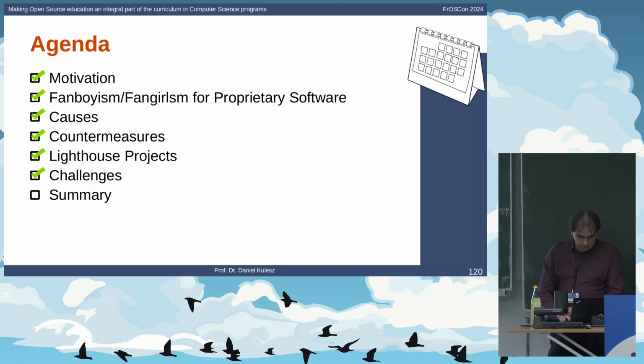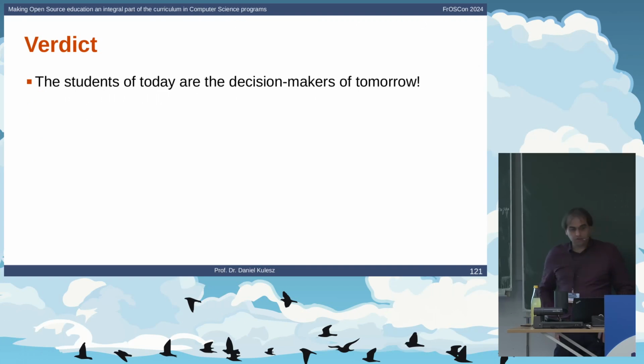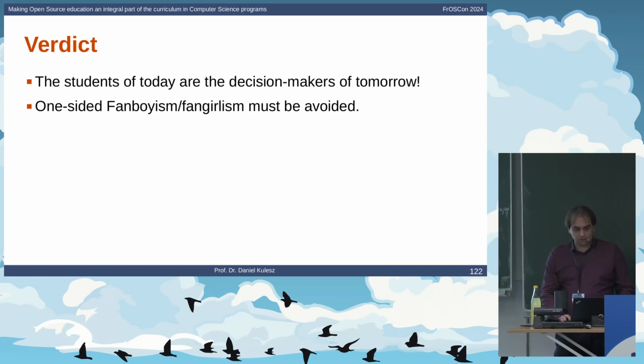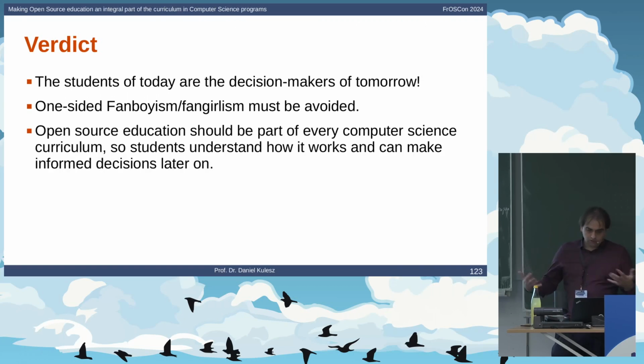But before that, I have a quick summary. As I said, the students of today are the decision makers of tomorrow, so we have to avoid any kind of one-sided fanboyism and fangirlism. We have to make these things about open source, like the business models, licenses, and how communities work, part of computer science studies, because this is something that many students will probably face later in their job. And this enables them to make well-informed, or let's say better informed, decisions.